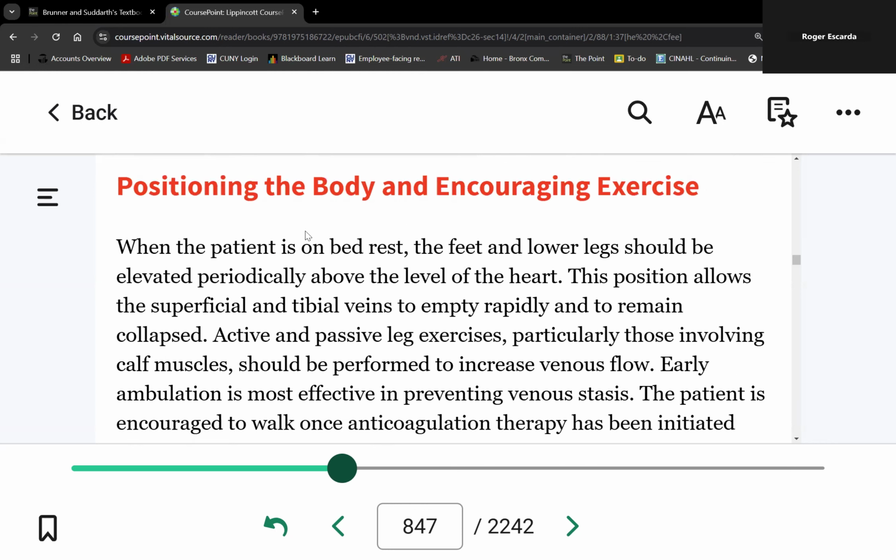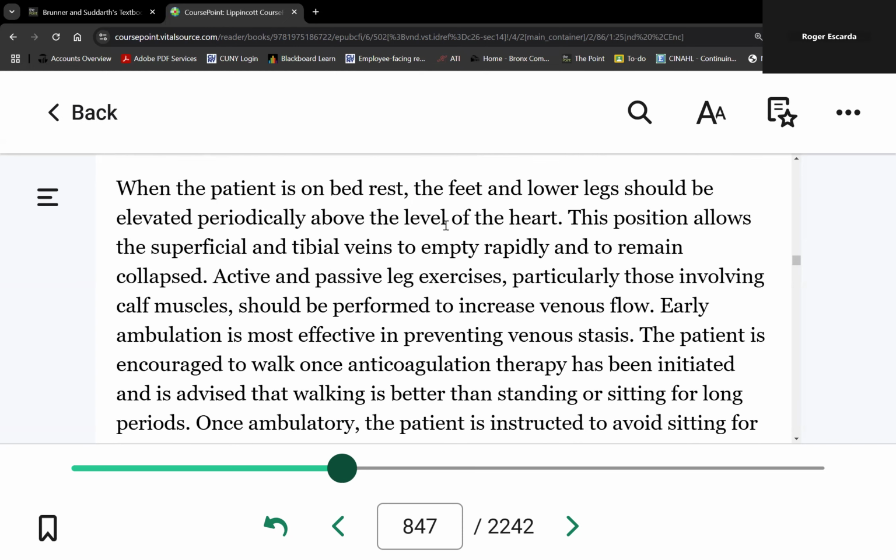Again, we discussed the activity, which is controversial. Please read here, and that will alleviate your concern. When the patient is on bed rest, the feet and lower legs should be elevated. Of course, that will promote venous return, preventing further venous stasis. And active and passive leg exercises. So we do encourage leg exercises, including walking, as long as the patient is already on anticoagulants.